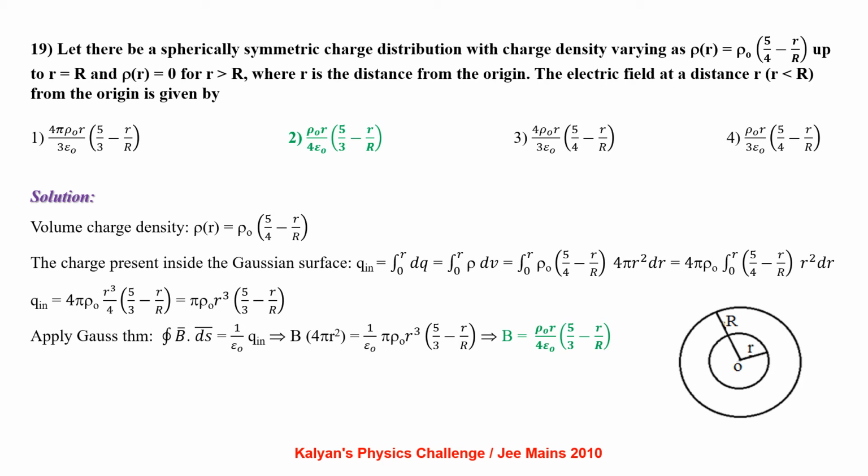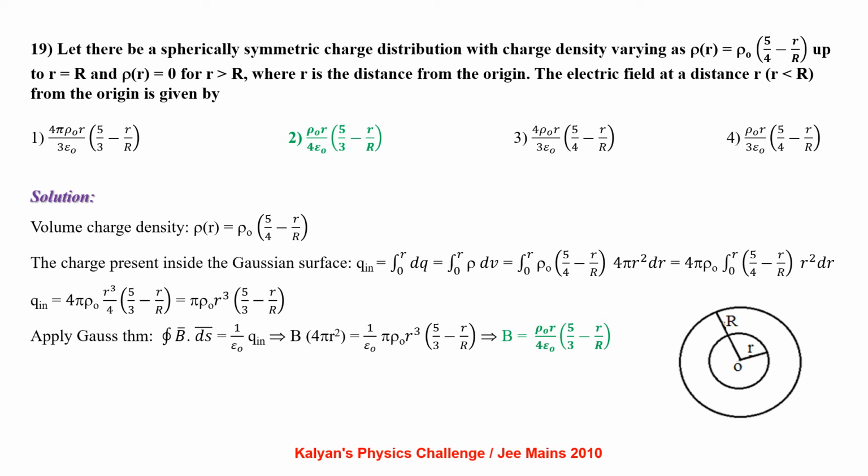That is integral 0 to r rho naught of 5 by 4 minus r by R. Infinitesimally small volume dV can be written as 4 pi r square dr, where dr is the thickness. From there we get, upon simplification, the charge q in equal to pi rho naught r cube of 5 by 3 minus r by R. I suggest the students to go through the integration process carefully.